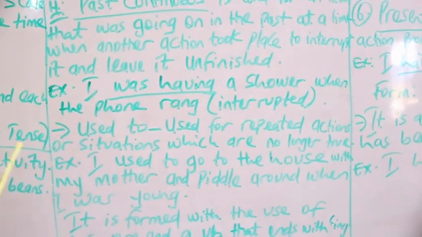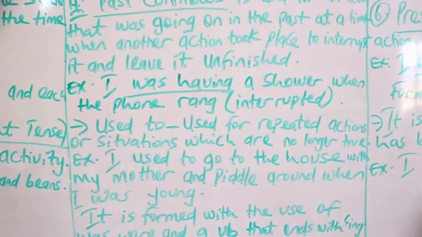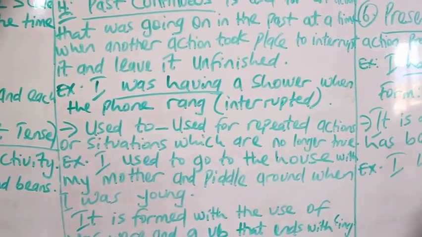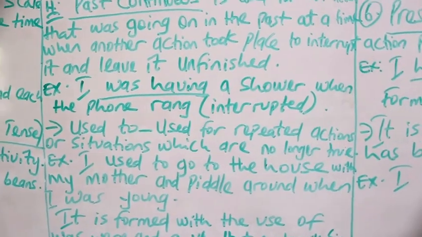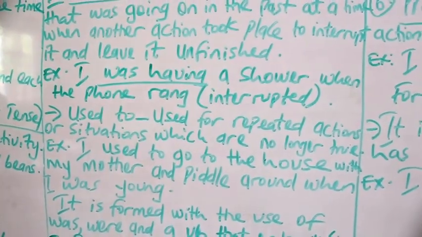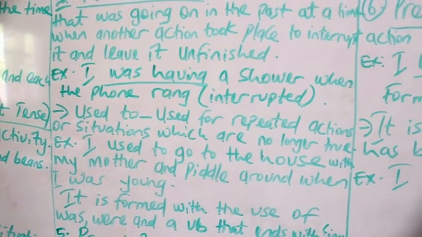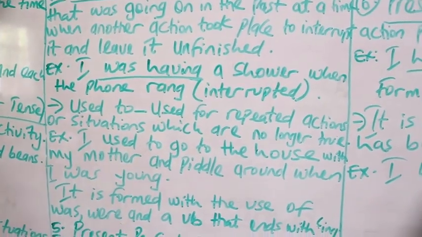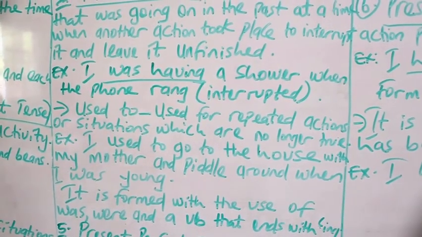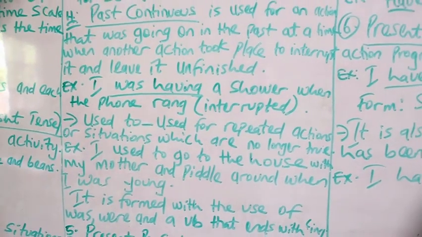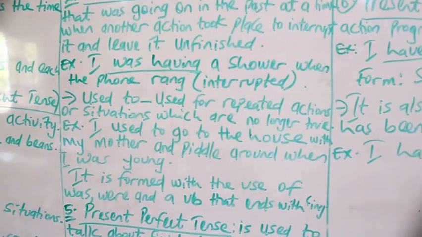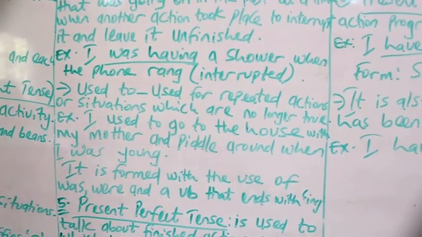Then we also use used to when we're talking about the past. Used to, we use it for repeated actions or situations which are no longer true. The actions we were doing before, but we are no longer doing. Many of us are accustomed to saying, I used to see you in my area. That means you were seeing that person before, but now you are no longer seeing the person.